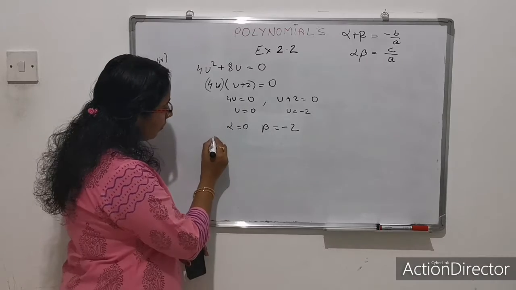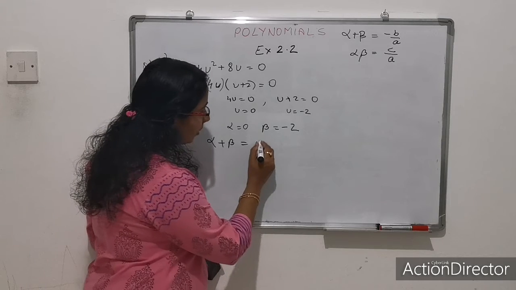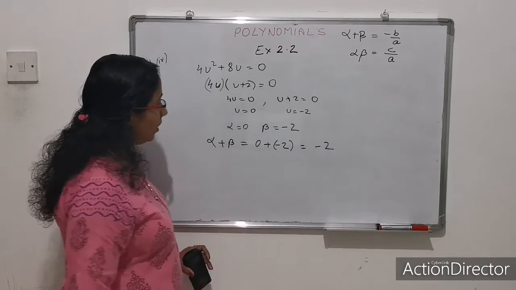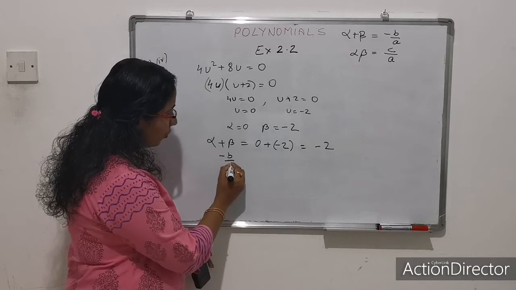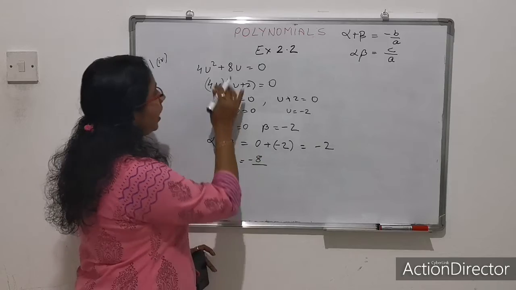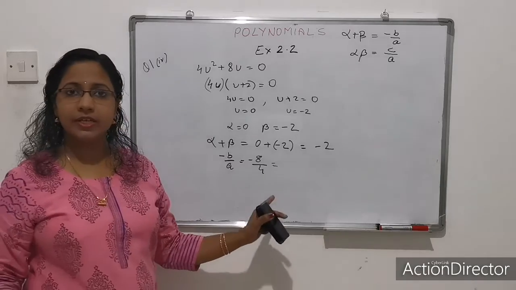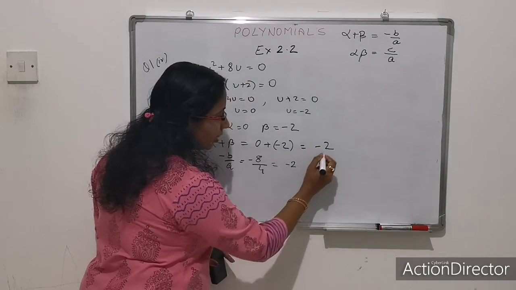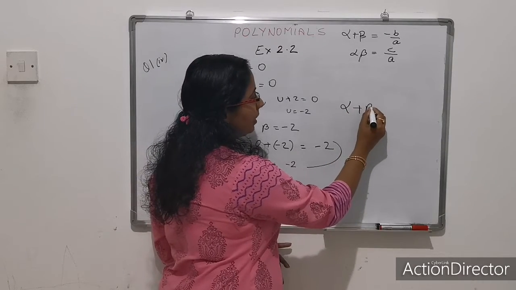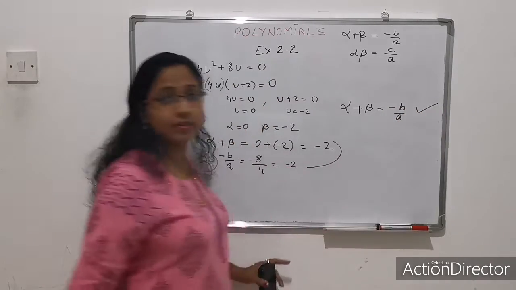Now the same procedure we'll verify by alpha plus beta. Alpha plus beta will give you 0 plus minus 2. That is minus 2, right? And minus b by a is what? B is what? 8. Minus 8 it will become, and a is what? 4. So this minus 8 by 4 will become minus 2. So again alpha plus beta is equal to minus b by a, verified, right?